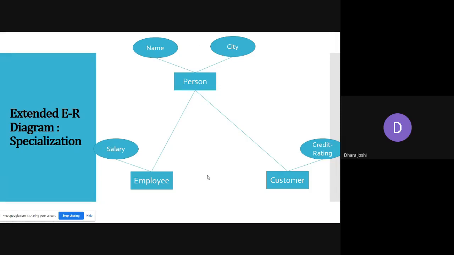If you are seeing from top to bottom, person has these two attributes. Person is an employee or person is a customer. Employee inherits these two attributes from its parent. So employee has these two attribute values by default. Other than that, it can have its own characteristic called salary. In the same way, customer has these two attribute values by default because customer is also a person, and these are the characteristics of person. And customer can also have one more thing, which is called credit rating.